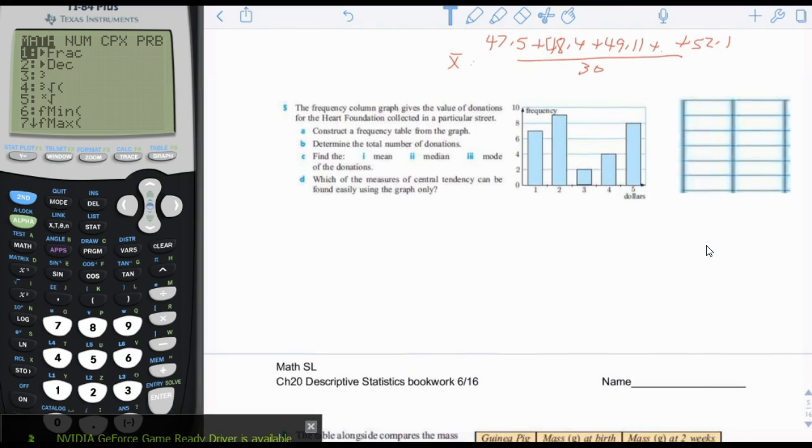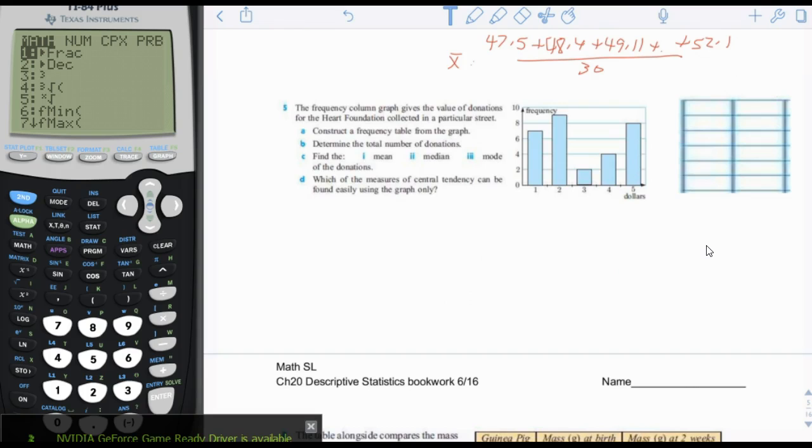Okay, number 5. The frequency column graph gives the value of donations for the Heart Foundation collected in a particular street. Construct a frequency table from the graph. So we're kind of going backwards from here. Normally you already have the table of data and then you make the frequency graph. In this case, we're doing the backwards.